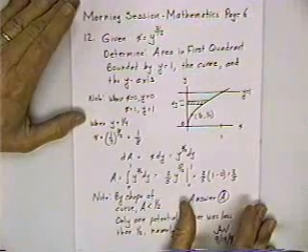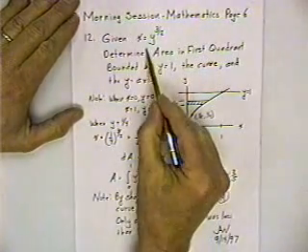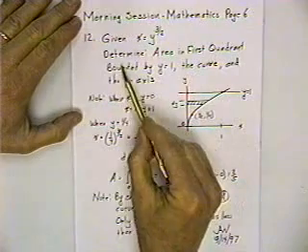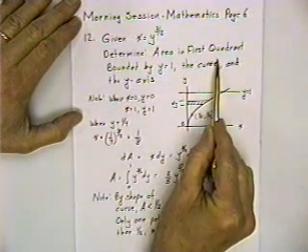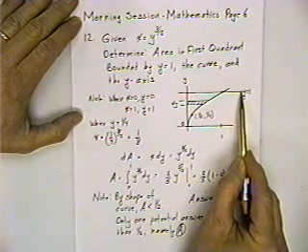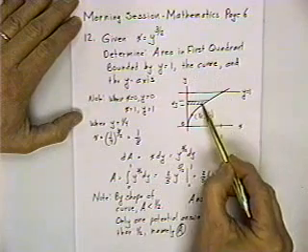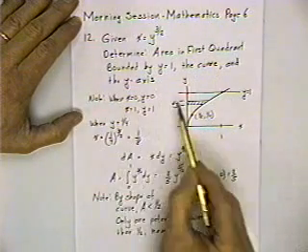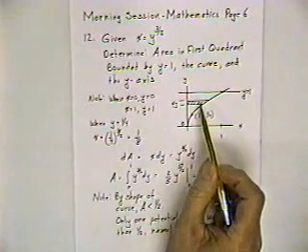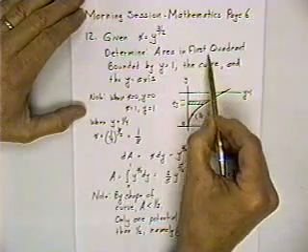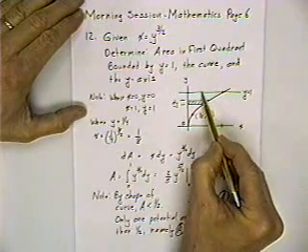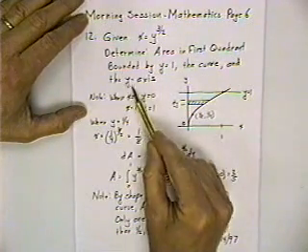They were letting you save up time for a really tough one. Here's one that may take you just a little longer. We're given a curve, x is equal to y to the 3 halves, and it asks you to determine the area in the first quadrant bounded by y equals 1, the curve, and the x-axis. Let's see, I got to read this again. Determine the area in the first quadrant. First quadrant is this one. Bounded by y equals 1, the curve, and the y-axis.